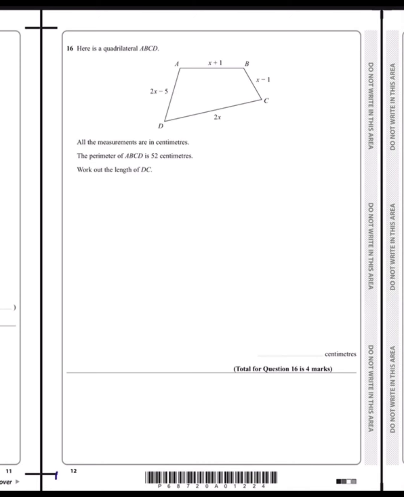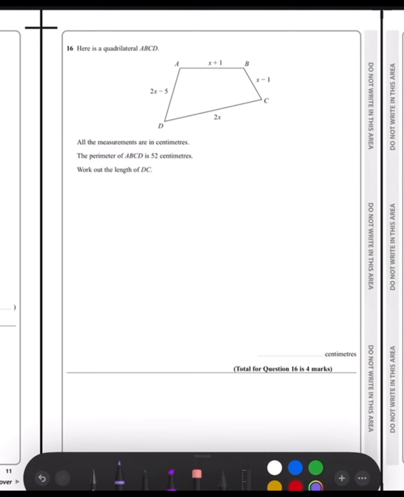Okay, so now we're on question 16. It is basically about shapes, and the perimeter and area. This is the chapter related to that. All the measurements are in centimeters, as we can see. The perimeter of ABCD, perimeter meaning this whole shape, is 52 centimeters as a total. Work out the length of DC, and now they've asked a particular length, which is this one. How do we find it?